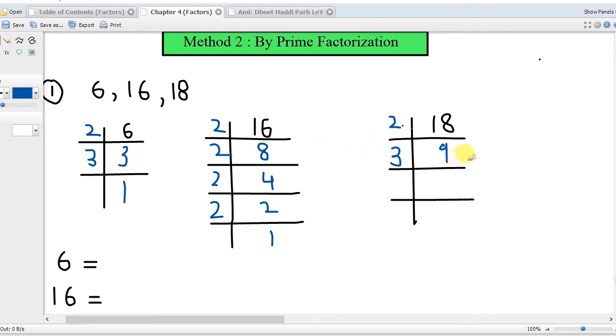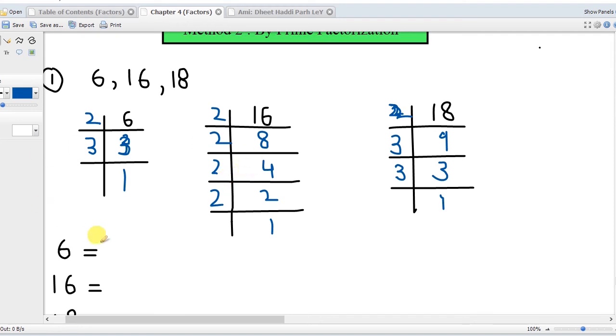Then 9 does not come in the times table of 2, so that's why we increase the times table. So 3 times 3 is 9. Then 3 times 1 is 3. Okay, now we just need to write all these factors.